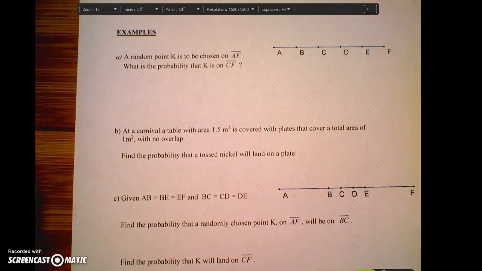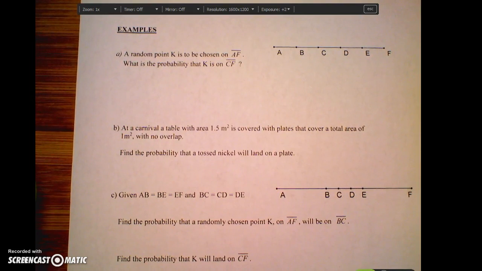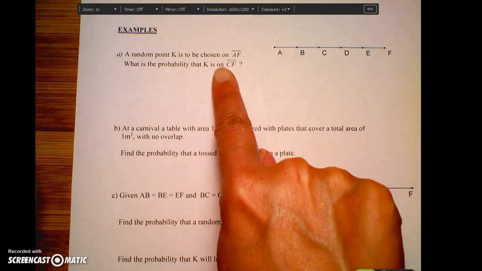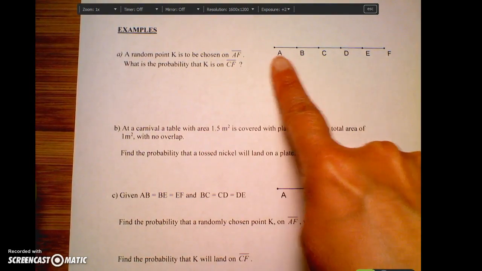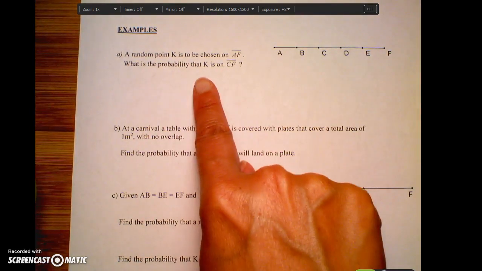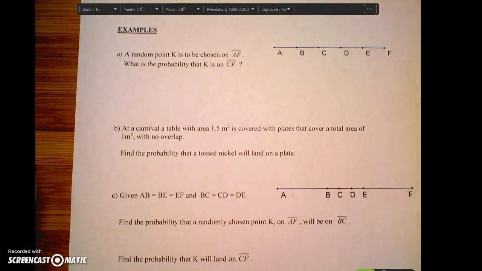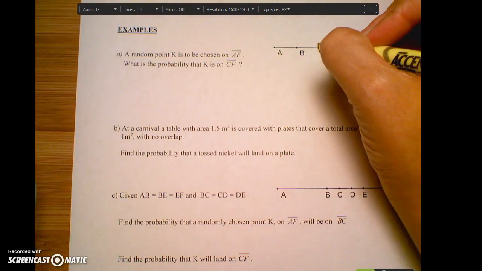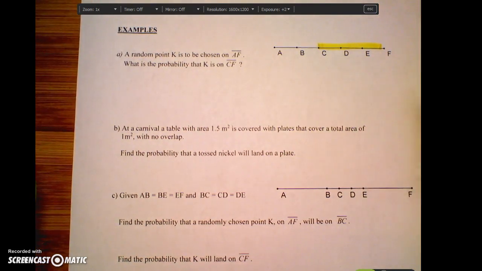Okay, for the examples on page 2, pardon me, the first one says, a random point K is to be chosen on segment AF. Okay, so we know we're landing on this segment. What's the probability that K is on segment CF? So our desired location is right here in CF.